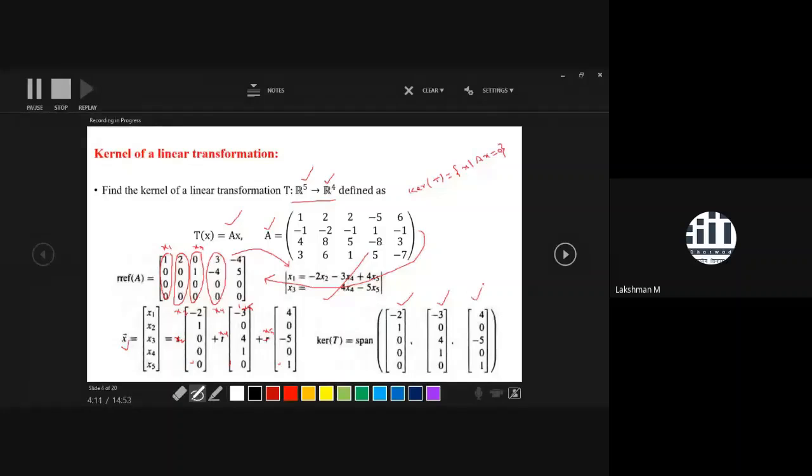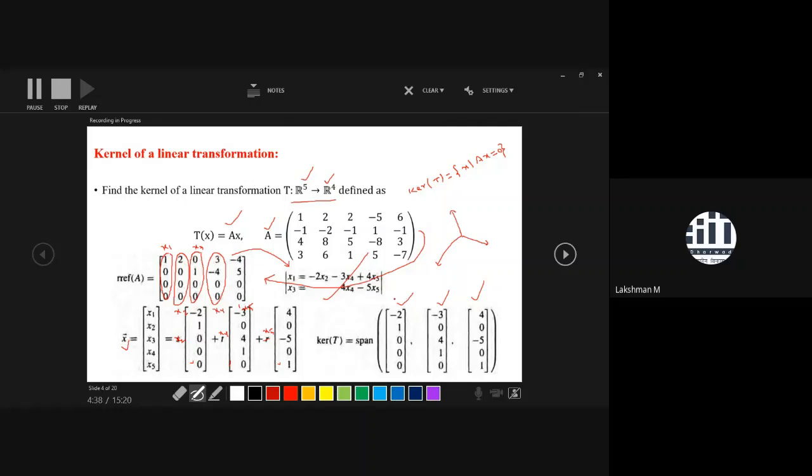So you are having 3 vectors. That means you are having 3 non-collinear directions. If you are taking three non-collinear directions, what will you get? You will get a space, a space kind of structure. It is a 3D space. So here the kernel of the given transformation is a 3D space. You can observe it.